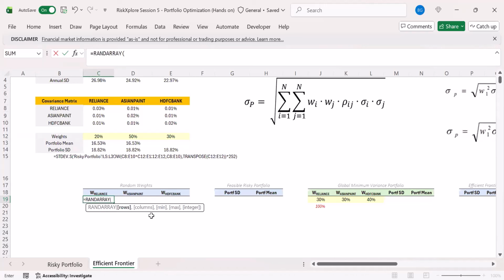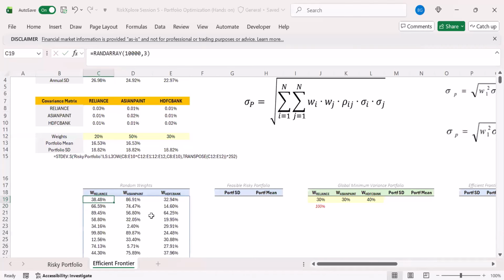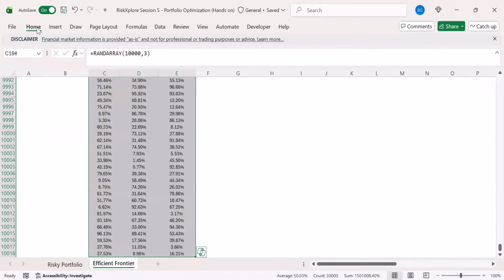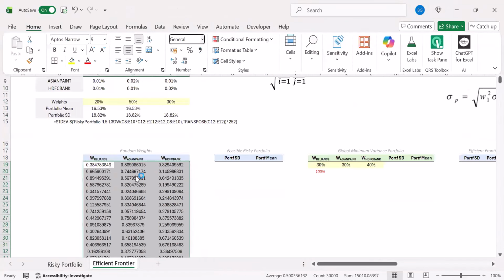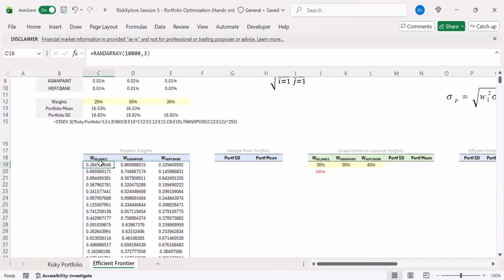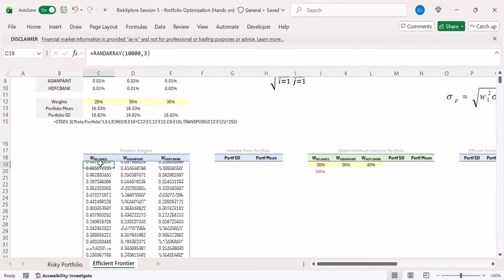First of all, instead of focusing on weights, let's just generate 10,000 rows of random numbers and 3 columns as well, one for each of the 3 stocks. So 10,000 comma 3, since we have 3 stocks in our portfolio. So we have random numbers here. These are nothing but random numbers, so let me change the formatting. If I press the F9 key, you can see that these are changing.